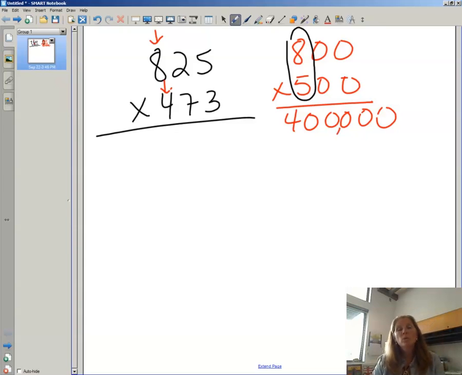400,000. When you have all zeros like that, you can just stick those zeros on the end and then do the math, do the multiplication for the rest of it. That's a really nice feature to have. Okay, let's take a look at another one.